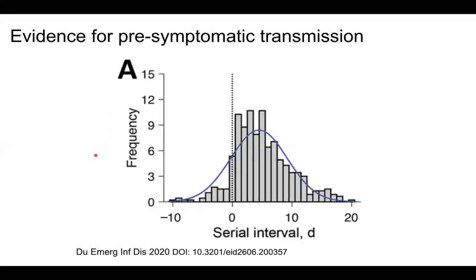This study, published last week in Emerging Infectious Diseases, evaluated 468 confirmed transmission events of SARS-CoV-2 in mainland China to estimate the serial interval, which is the time between symptom onset in the transmitter and symptom onset in the transmittee. They found a mean serial interval of about 4 days. And importantly, their analysis estimates that 12.6% of transmissions are pre-symptomatic, an important finding when it comes to infection control on the population level within our healthcare facilities.